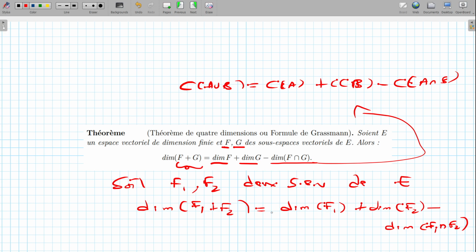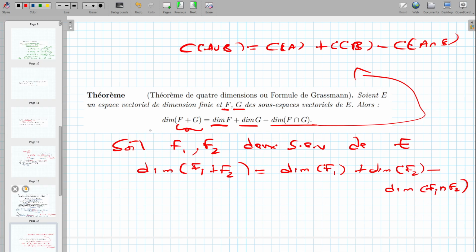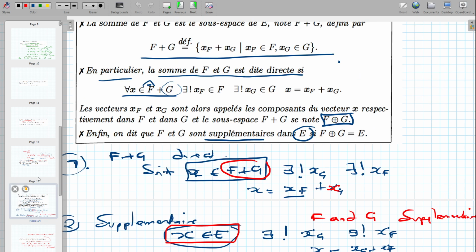So you see that is the same thing. I just replaced f1 and f2 with f and g. Okay, this is what I've done. So if you look at, let's go back to the previous slide.